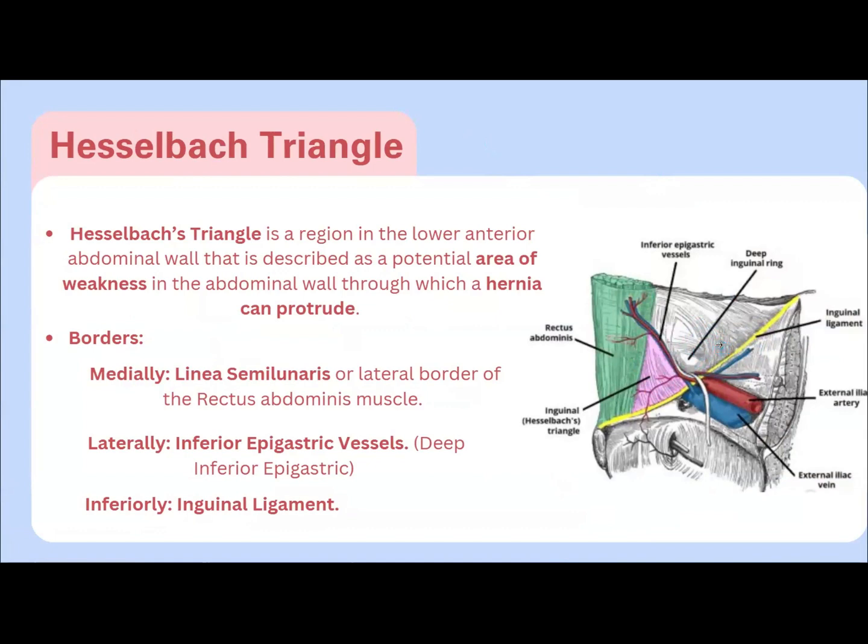Why is that? Because it will go through the deep ring. If you look right here, you have the deep ring lateral to the epigastric vessel. So medial to it, it will be direct, going through the Hesselbach triangle. Indirect will be lateral to the vessels and going through the deep inguinal ring.